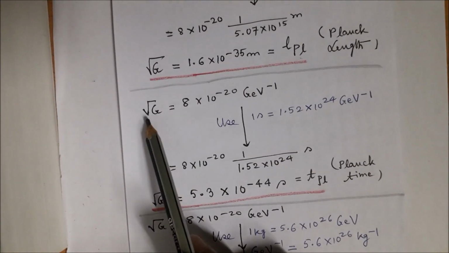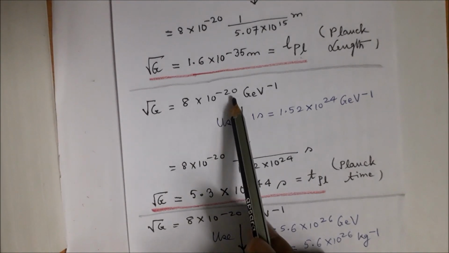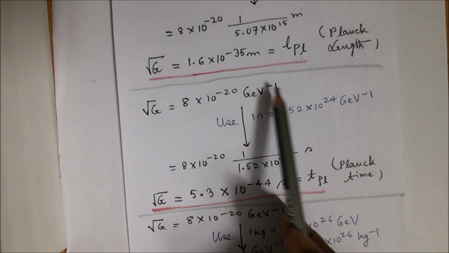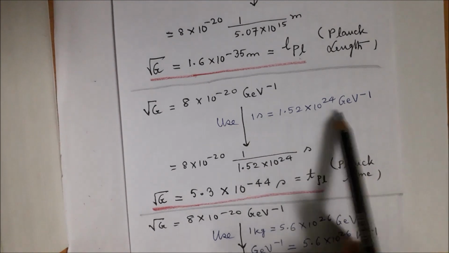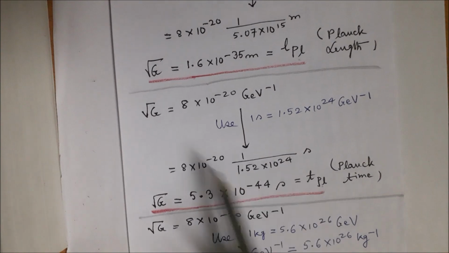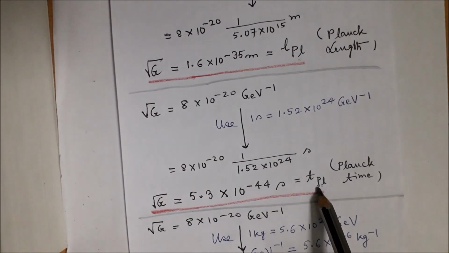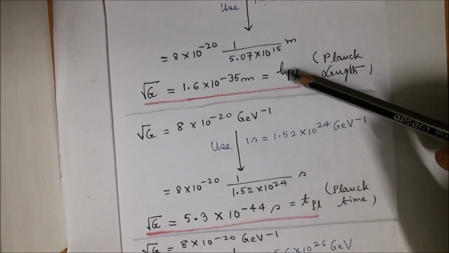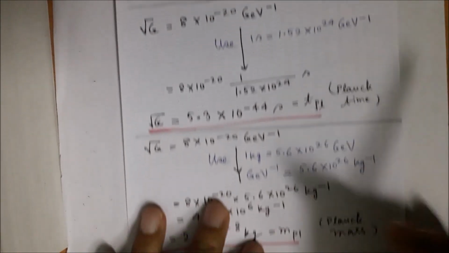We can start with the same expression, root G is 8 into 10 to the power minus 20 GeV inverse, and here instead of GeV inverse we can convert it back to second, and therefore from this conversion factor we end up with Planck time. So you see that root G is L_PL and root G is again T_PL, and this was done in the previous lecture, while the units of L and T were shown to be the same in natural units.